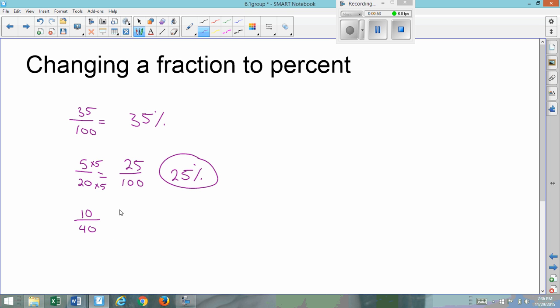Now, the last one, you could reduce down to 1/4, and a lot of you know that 1/4 is 25%. But what I really want you to think about is there's two different ways to do this. We could set this equal to 100, and then we could crisscross divide, which is 10 times 100 equals 1,000, and then 1,000 divided by 40 equals 25%.